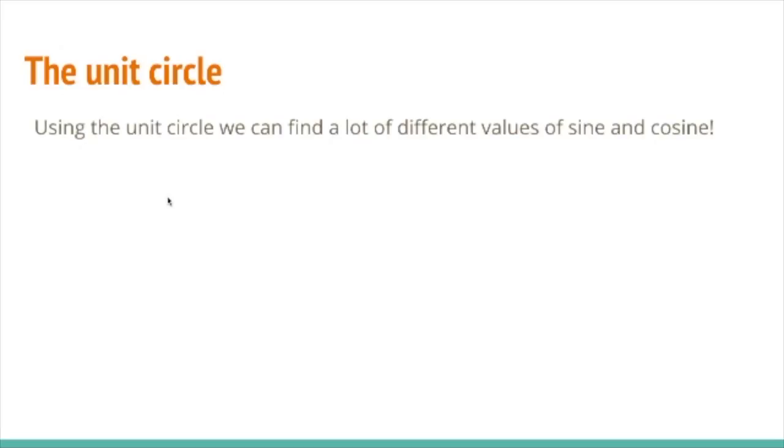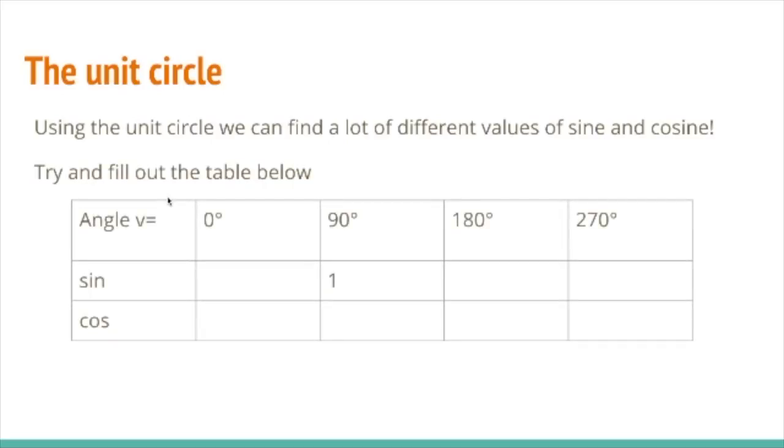Now using the unit circle, we can find a lot of different values for sine and cosine. Now try and fill out the table below. So here we have different angles. So we have 0, 90 degrees, 180 degrees, and 270 degrees. And I want you to try and fill out what are the sine of those values. And one is already filled in here, sine of 90 degrees, which we already solved. So you need to draw the unit circle and place the different angles.